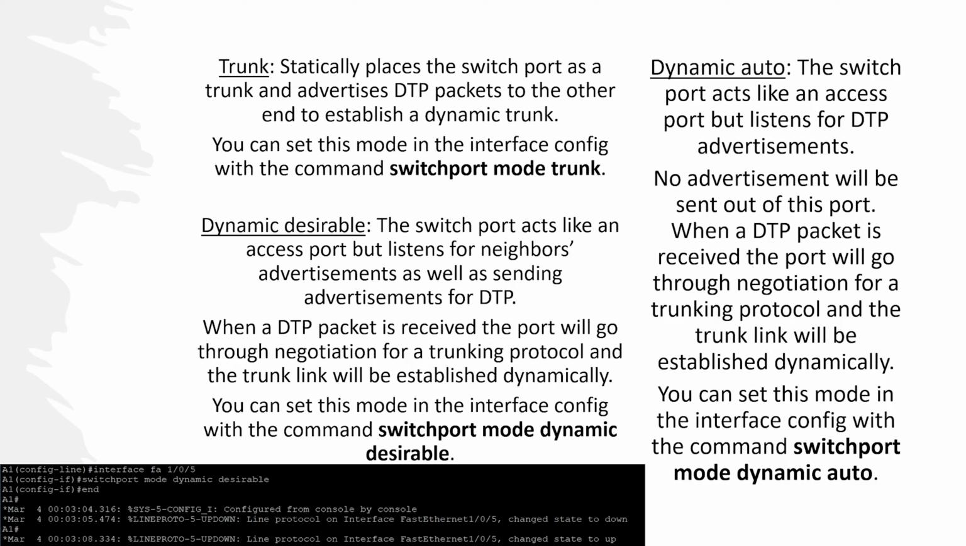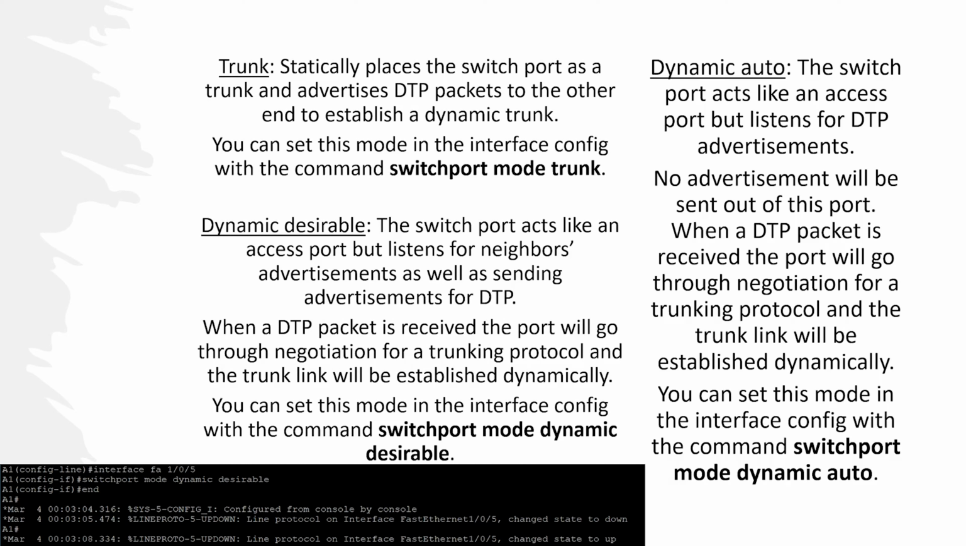Dynamic auto. The switch port acts like an access port but listens for DTP advertisements. No advertisement will be sent out of this port. When a DTP packet is received, the port will go through negotiation for a trunking protocol, and the trunk link will be established dynamically. You can set this mode in the interface config with the command switchport mode dynamic auto.